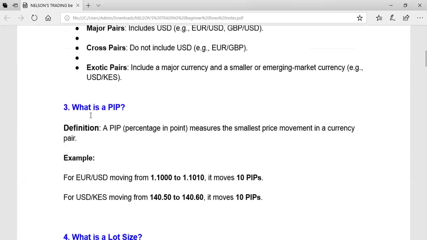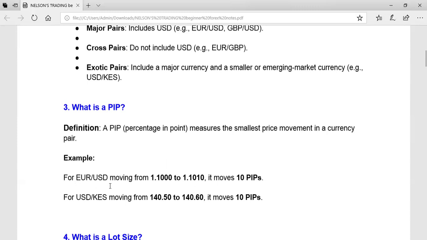So we have this one, what is a pip? These are the basic terminologies found in Forex markets. For example, we come to this point, the definitions. So the pip. A pip is a percentage in point. So percentage in point, that is PIP, measures the smallest price movement in a currency pair. So it's the smallest movement. For example, it's decimals. So once the price changes its value, it changes using the decimals. So decimal points are the ones we subtract.